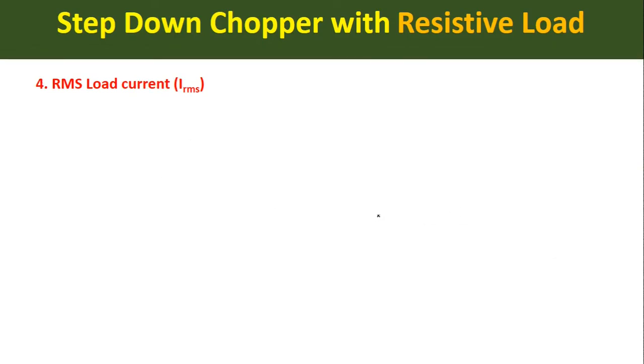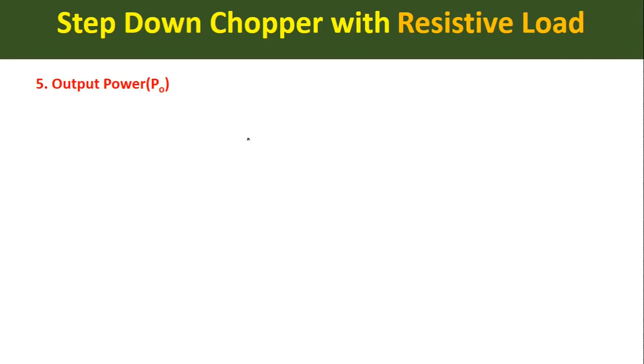Now we will find out the RMS load current. Since we are using the resistive load, I have told you the load current and load voltage will be in phase with each other. Therefore, IL RMS will be equal to VL RMS divided by resistance. So here we got VL RMS is equal to Vs into root D. So IL RMS is equal to Vs into root D divided by R.